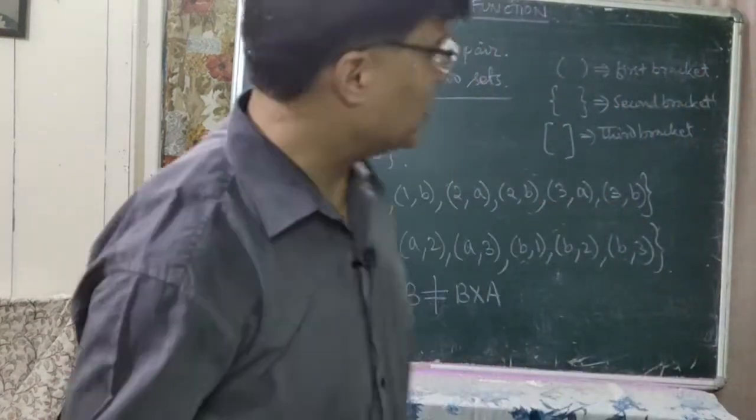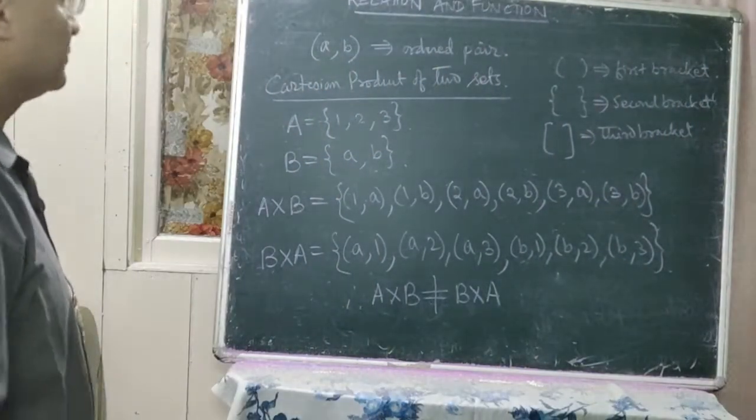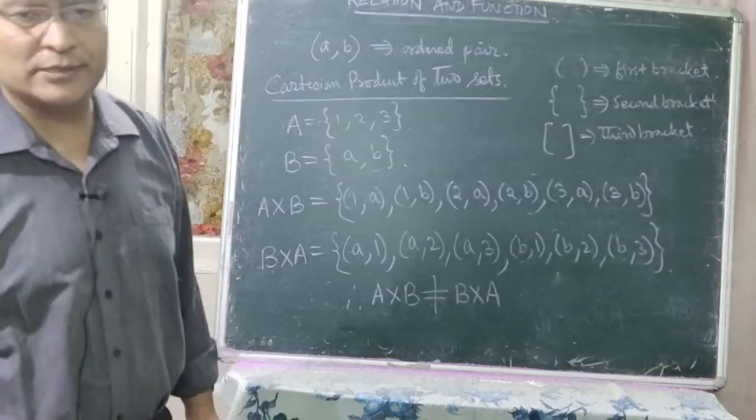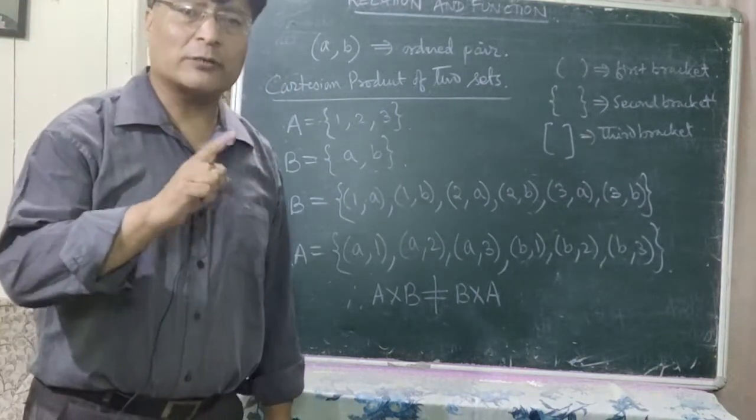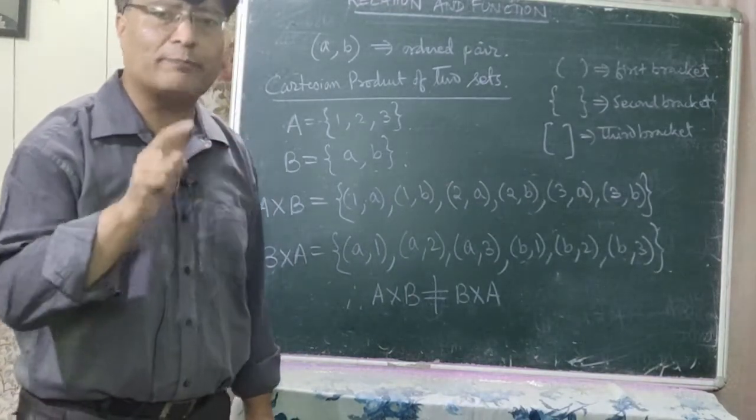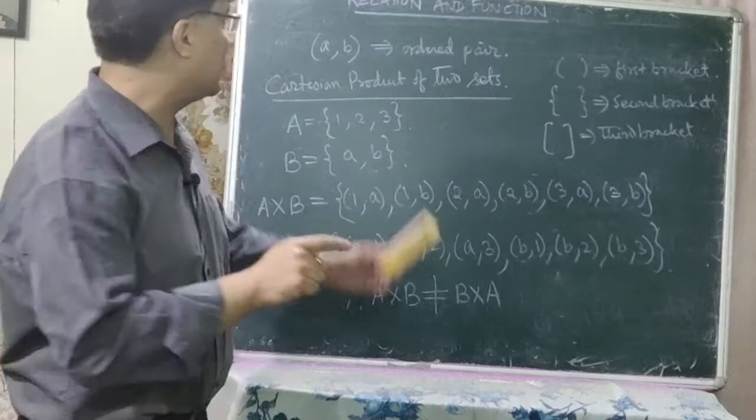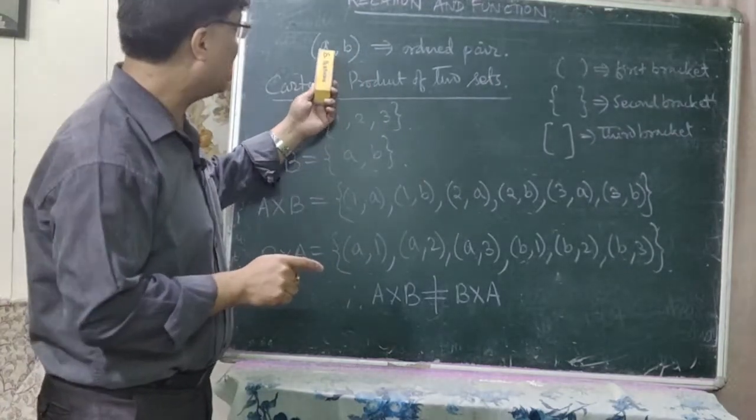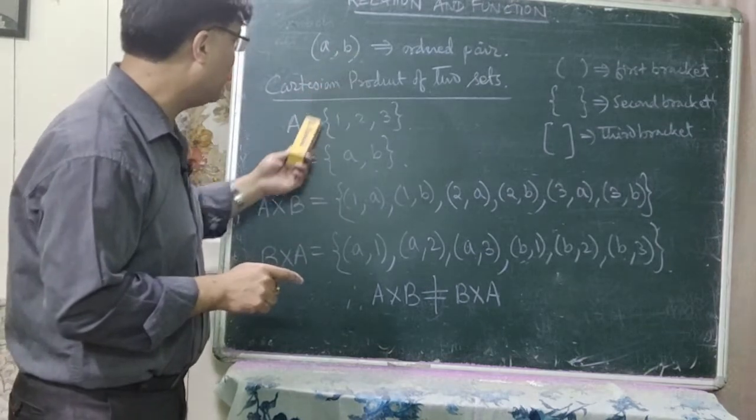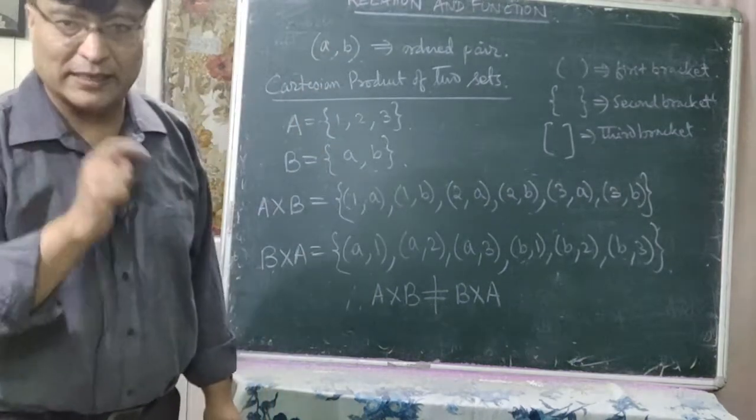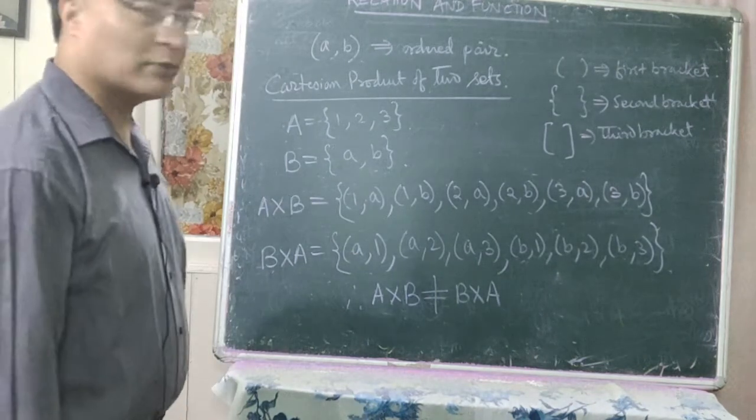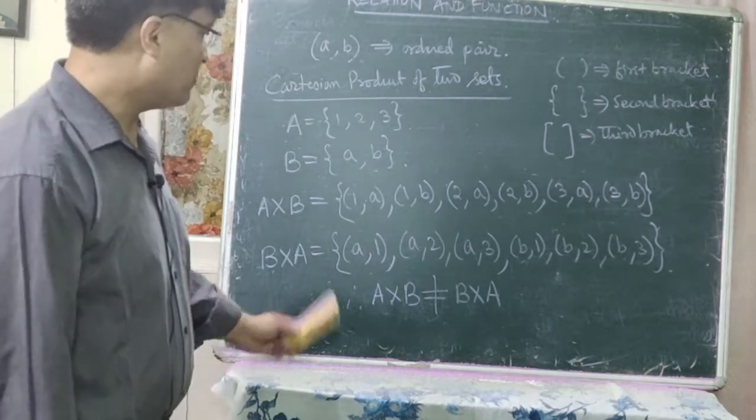Now we will write down the definition. So what is the definition of the Cartesian product of two sets? The Cartesian product of two sets A and B is the set of all ordered pairs within brackets a comma b, where small a belongs to capital A and small b belongs to capital B. Okay, so you can copy it.